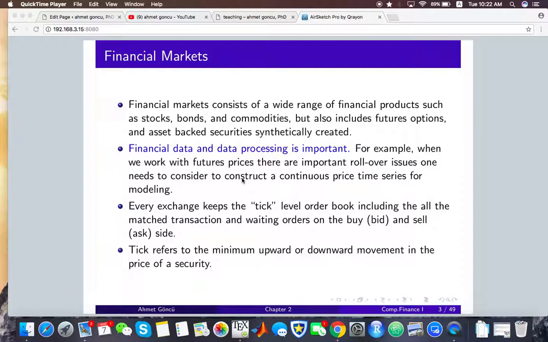In financial data, tick data is also quite commonly used these days. Every exchange keeps a tick-level order book, including all the matched transactions and waiting orders on the buy and sell side. Here, tick refers to the minimum upward or downward movement in the price of a security.